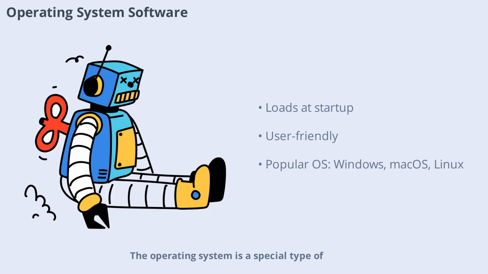The operating system is a special type of software that loads automatically when you start your computer. It acts as a bridge between the hardware and the user, making it easier to use the computer without needing to understand the technical details. Popular operating systems include Windows, macOS, and Linux, each offering unique features and user experiences.